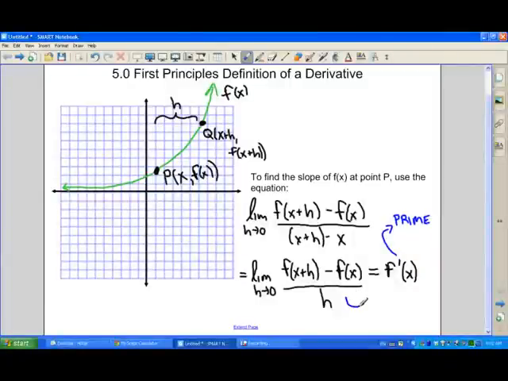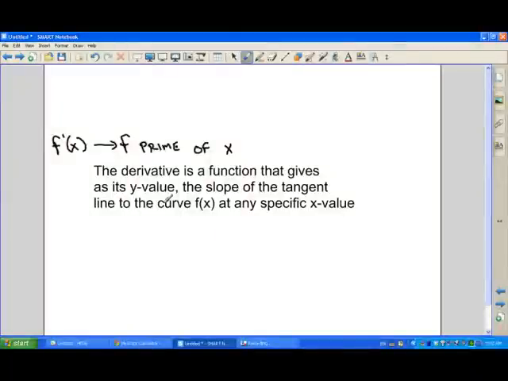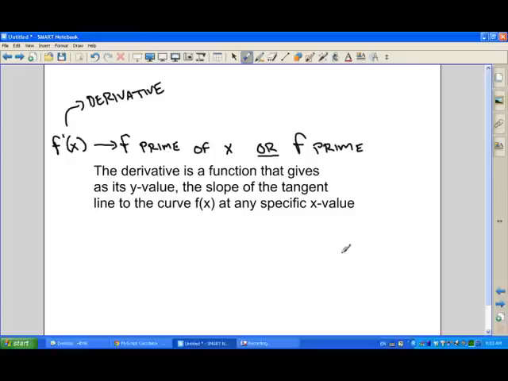And this limit function, what we call first principles, finds us the slope to a curve at any point. So the derivative function called f primed of x is a function that gives as its y value the slope of the tangent line to a curve at any specific x value. So the derivative f primed of x, or more simply just f prime, gives us a function that tells us the slope to a tangent of a curve at any point.